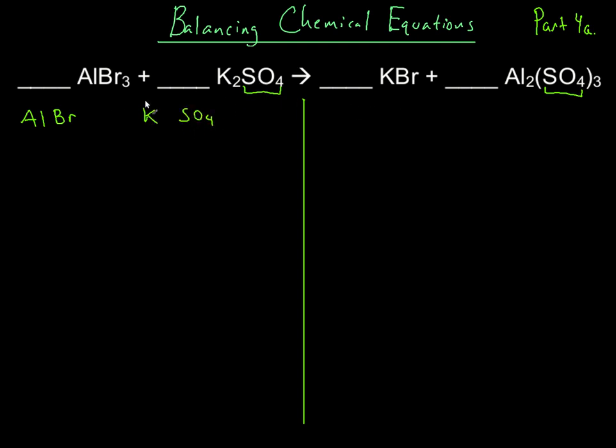And so we have a potassium and we have a sulfate. And on this side, we're going to go ahead and do the same thing. We have potassium and bromine again. And over here we have aluminum and sulfate. So this part I've titled 4A, and that's because I'm going to go just a little bit slower and explain it as I go.